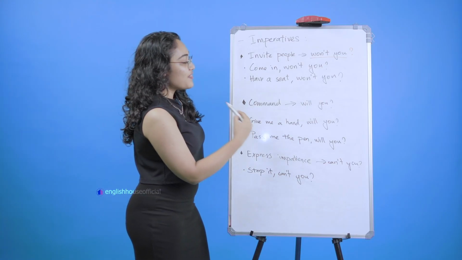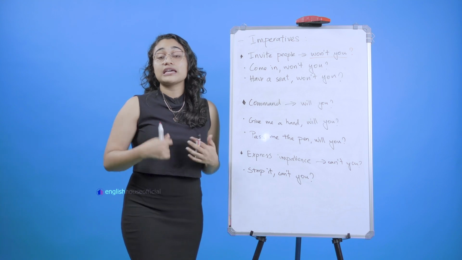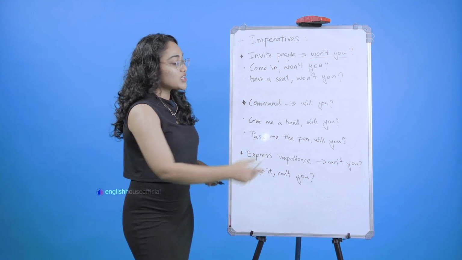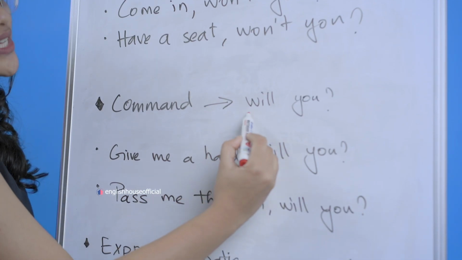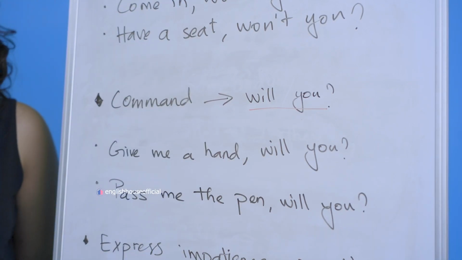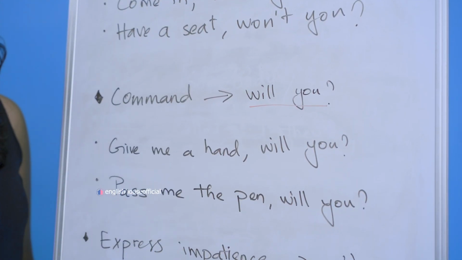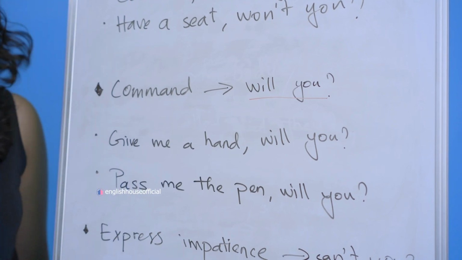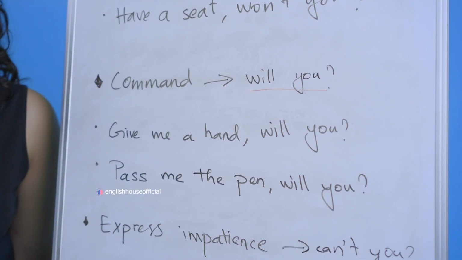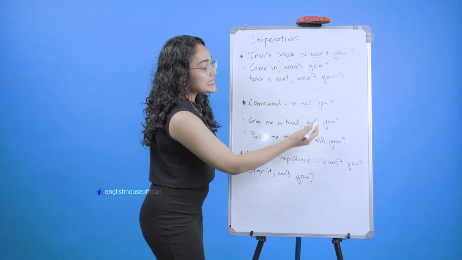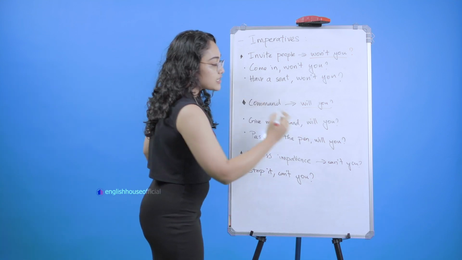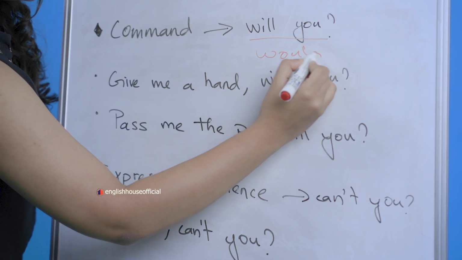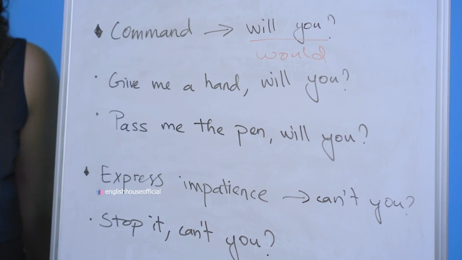All right, now the next one is in the case of giving commands. So when it comes to commands, the question tag to be used is will you? For example, give me a hand, will you? Pass me the pen, will you? Now, instead of will, at times you might hear people using would as well, which is also accepted.